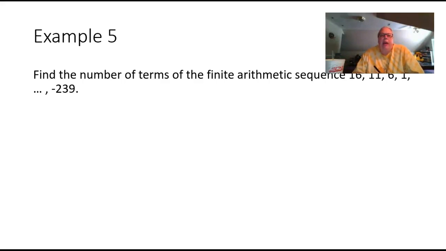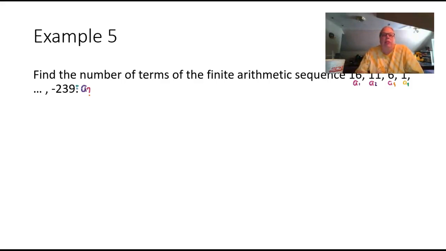Example 5. Find the number of terms of the finite arithmetic sequence positive 16, positive 11, positive 6, positive 1, and so on, negative 239. In other words, this term right here is A sub what? We know this one is A sub 1, this one is A sub 2, this one is A sub 3, this one is A sub 4. We want to know this one is A sub what? Which number in the sequence is that?